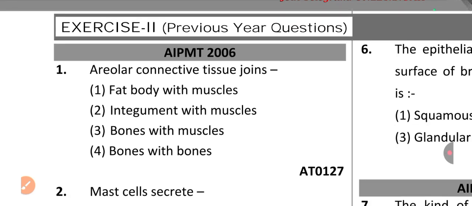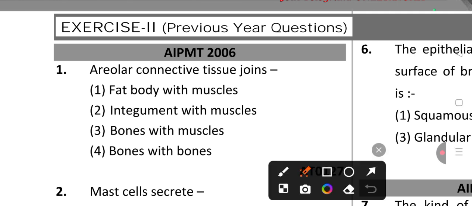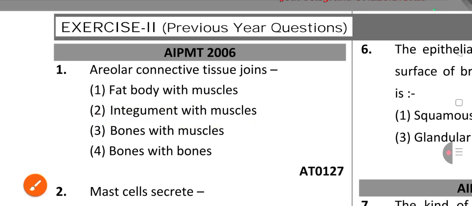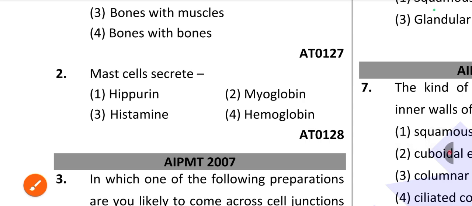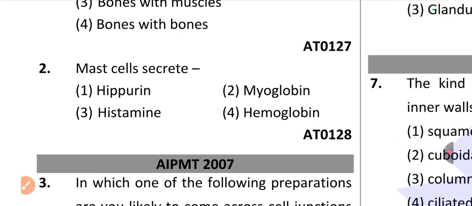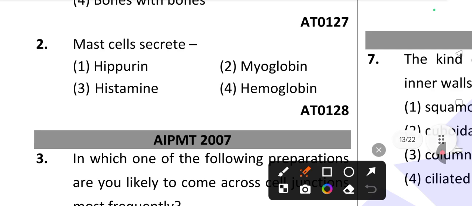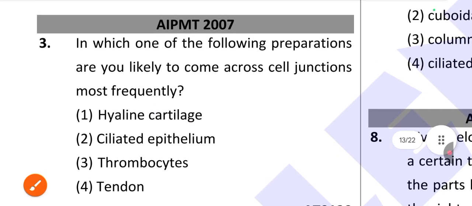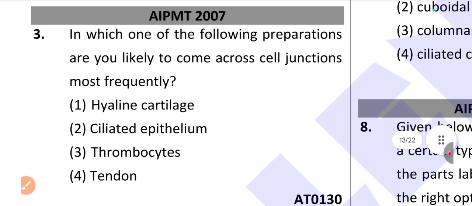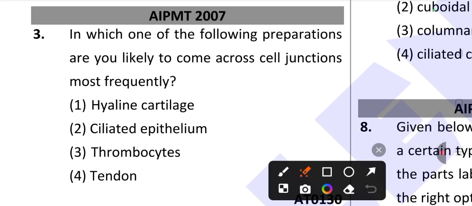Areolar connective tissue, it joins. So areolar connective tissue joins integument with muscles. Option 2. Next, mast cells secrete. So mast cells secrete histamine. Option number 3. Next, AIPMT 2007 question: in which of the following preparations are you likely to come across cell junctions more frequently? The answer is ciliated epithelium.